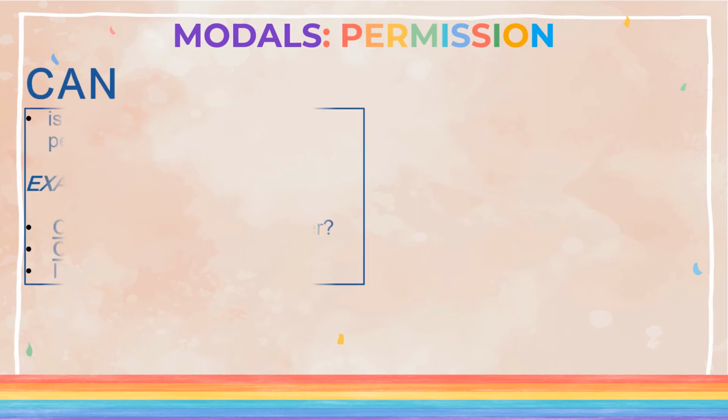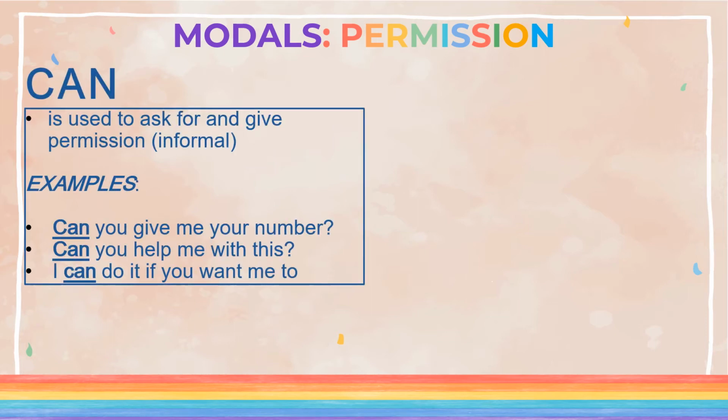These are modals that you can use if you are expressing or asking a permission. Modal can is used to ask for and give permission in an informal way. Examples: Can you give me your number? Can you help me with this? I can do it if you want me to.